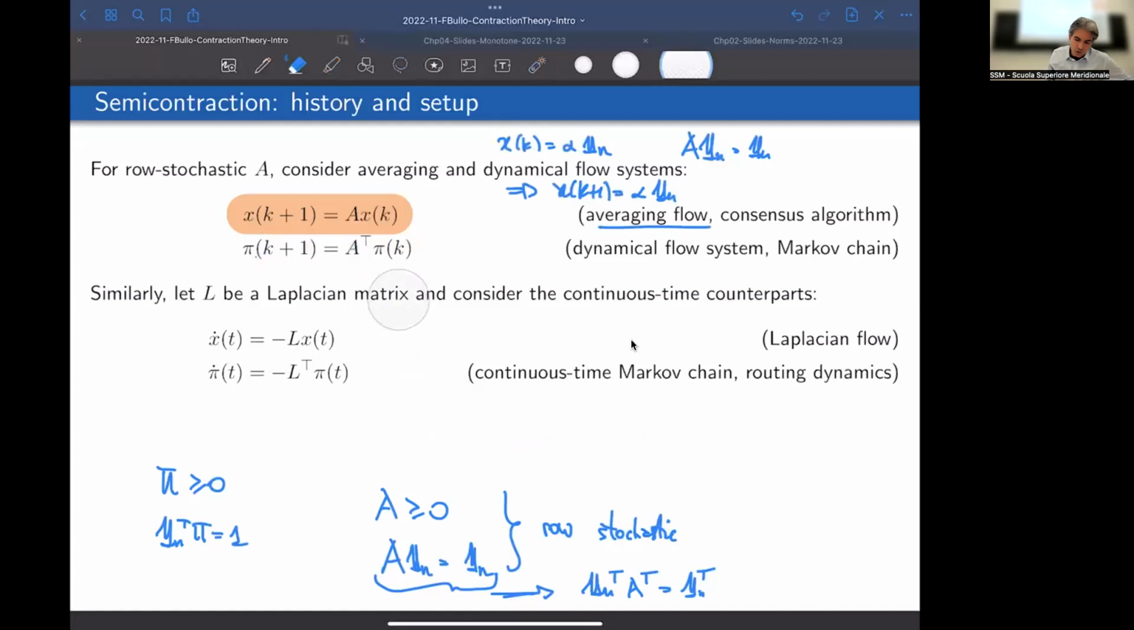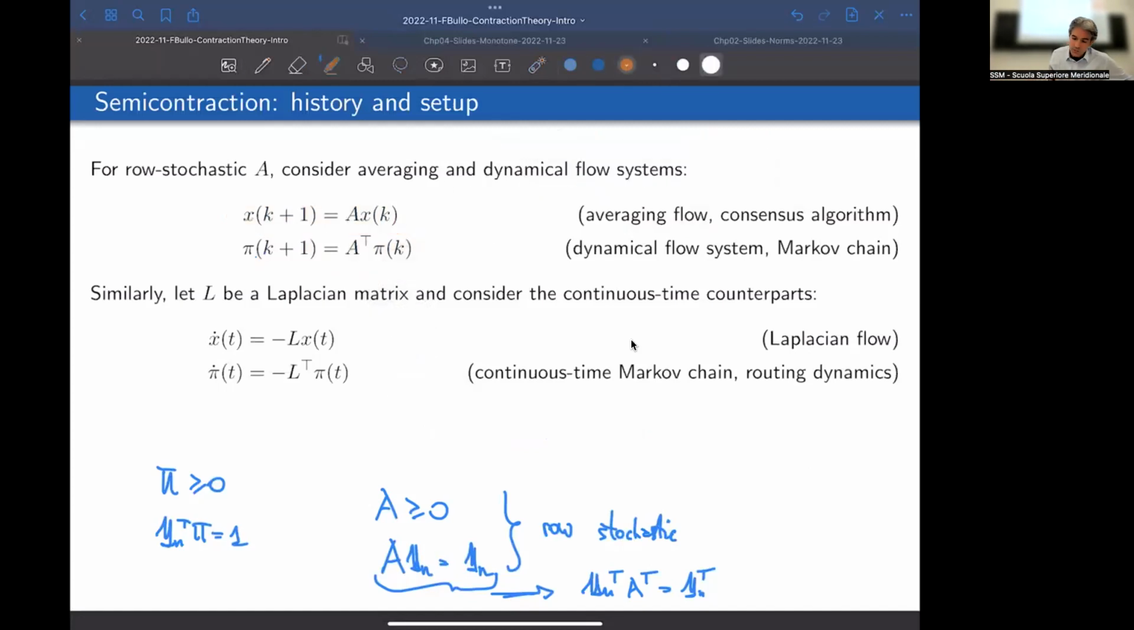So we have these two dynamics here, which are dual to each other. I'm averaging at each step, or it's a consensus algorithm, it's a Markov chain, or a dynamical flow system because you have this quantity flowing around and it's preserved. I could have inputs, by the way. I could do everything that follows by adding a vector alpha here, a vector of inputs. But for simplicity, I'm going to leave that out.